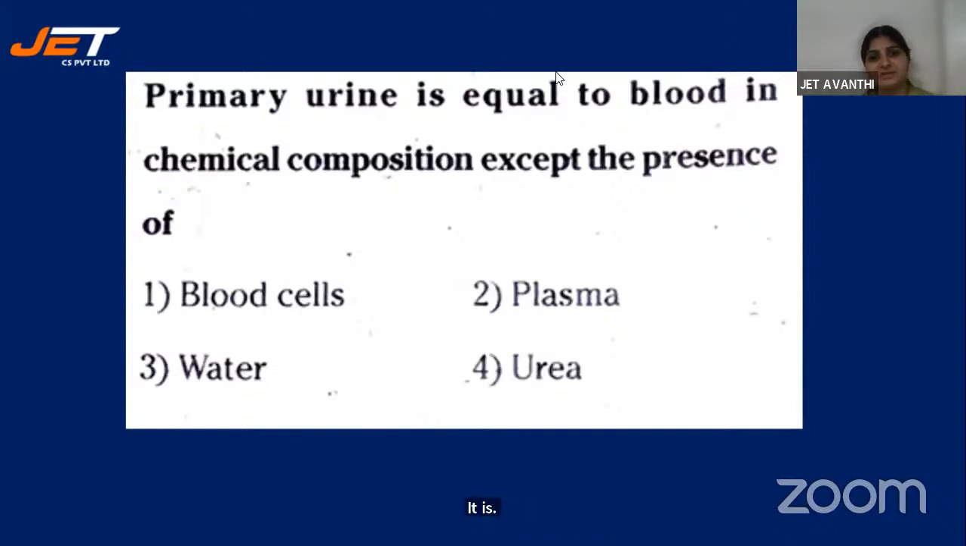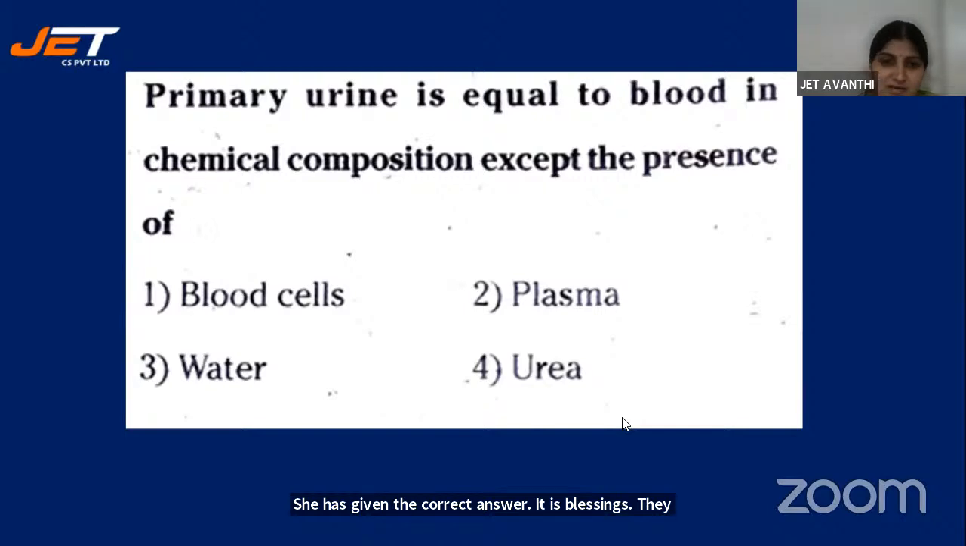Very good. Anthony has given the correct answer. It's not 4. Avinash has given the correct answer. It's not 4, Nana. Shiva has given the correct answer. Chintu has given the correct answer. It is blood cells. They lack blood cells. Okay?